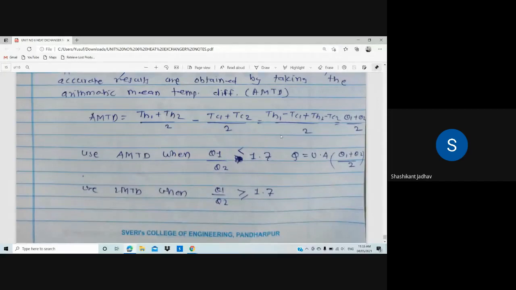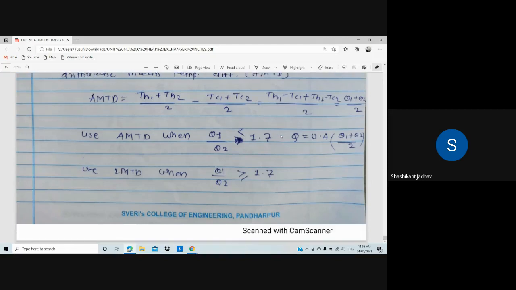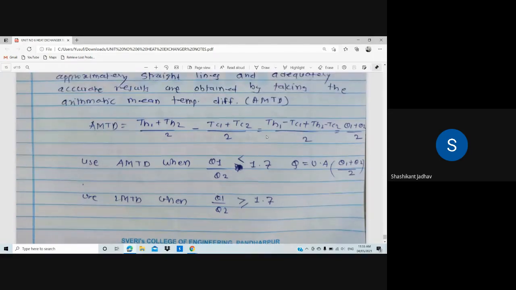So therefore, next line we have to write down: use AMTD, arithmetic mean temperature difference, when theta 1 upon theta 2, that ratio, is less than 1.7. And what equation do we have to use at that time? Write down that equation, Q is equal to U into A into theta m.